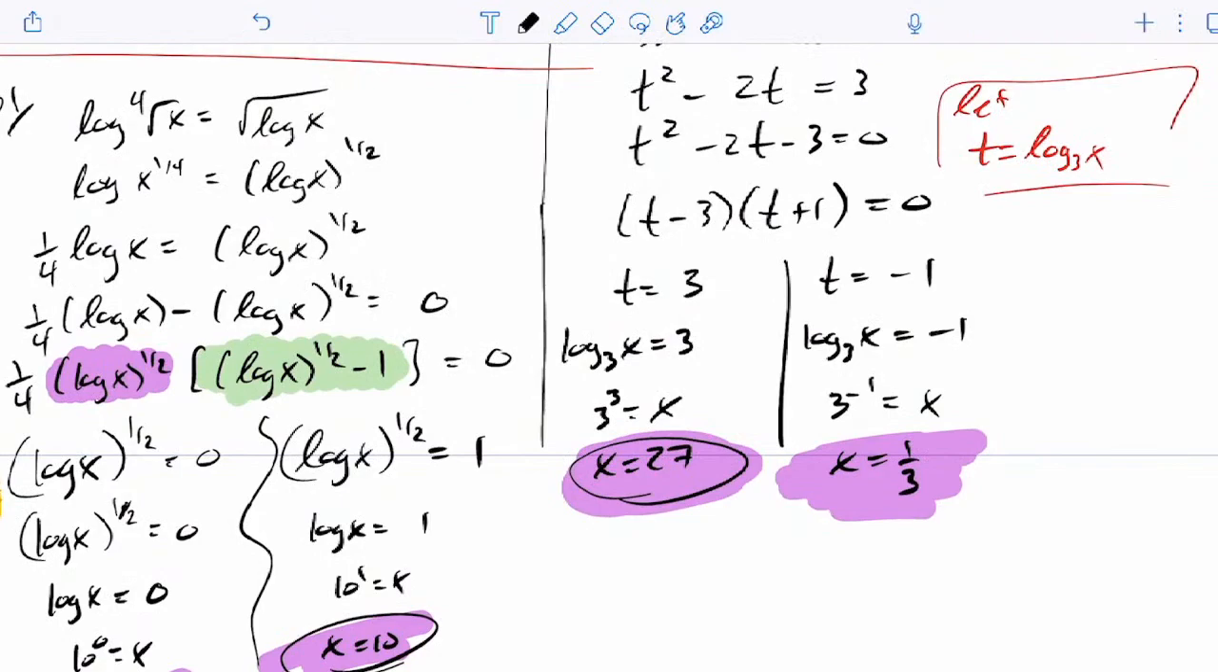I did not factor out a quarter. The quarter came about from dropping the fourth to the front right here. I had dropped the fourth down to the front, and I got that quarter.